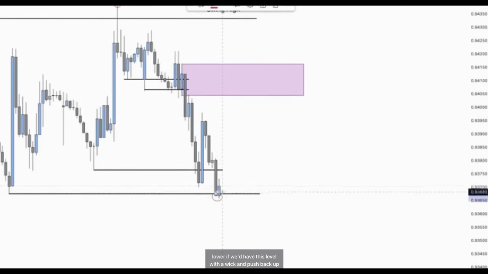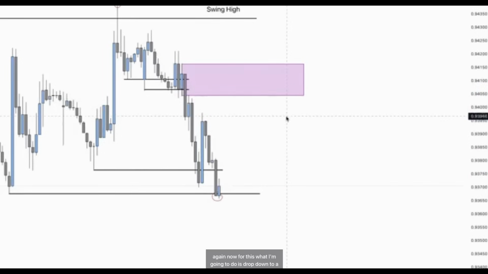If we'd have rejected this level with a wick and pushed back up, that would be grounds to potentially trade it back the other way, right? We would be saying, okay, maybe the market is not ready to close beneath. Maybe we're seeing rejection. So therefore, we could potentially see this market return to the highs. But because we've had this closure just here, we could now anticipate that any pullbacks would provide us with pretty much selling opportunities once again.